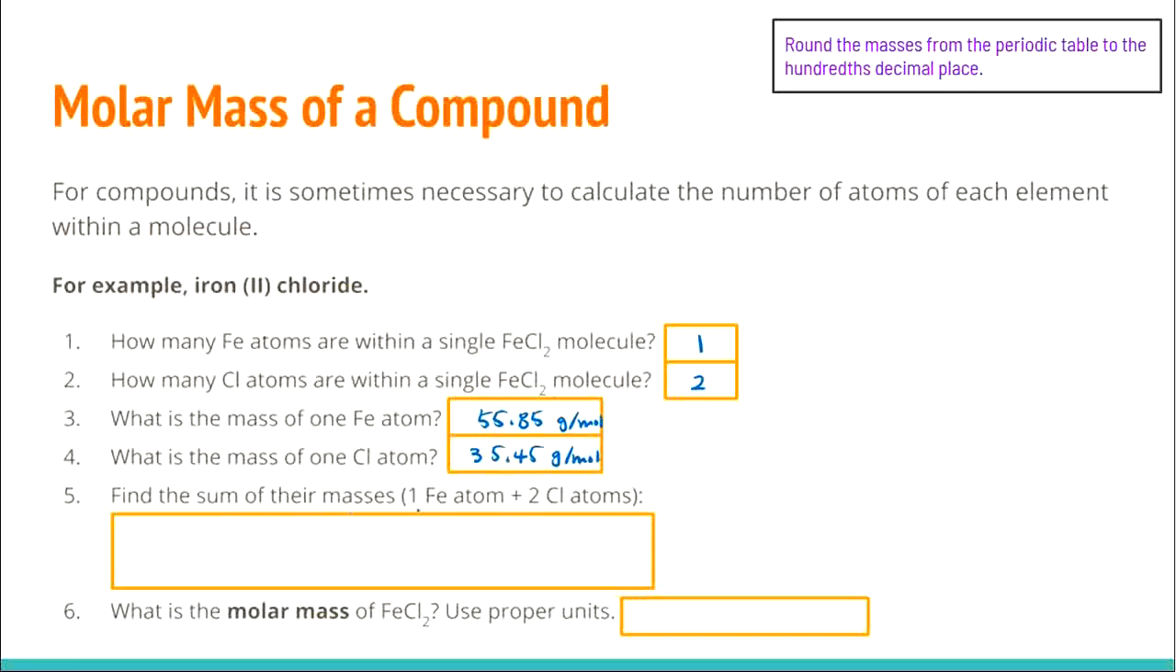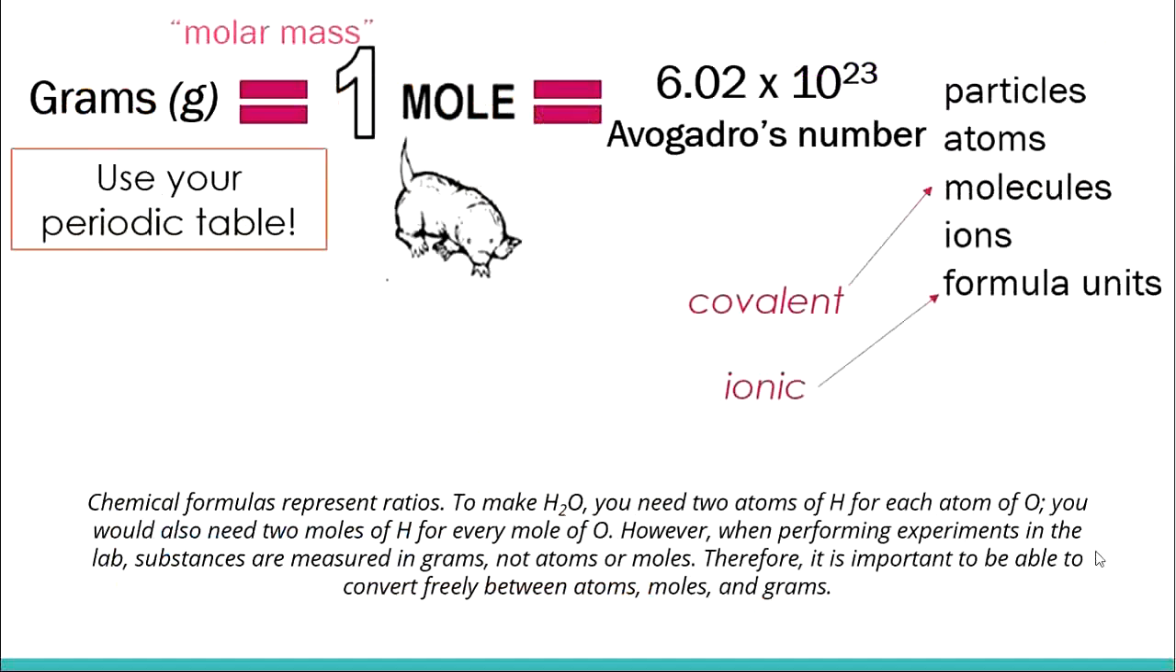So let's find the sum of their masses. Now keep in mind that there's 1 iron atom and 2 chlorine atoms. So we're going to add up 55.85 plus 35.45 times 2 because of the 2 chlorine atoms. So what do you get for the molar mass of FeCl2? You should have gotten 126.75 grams per mole.